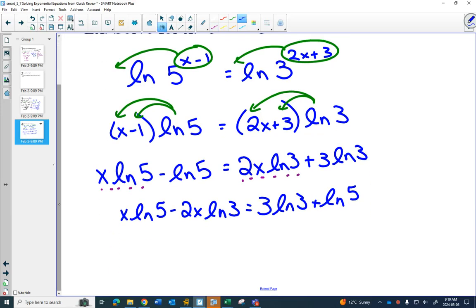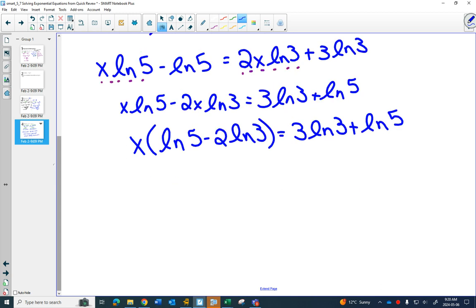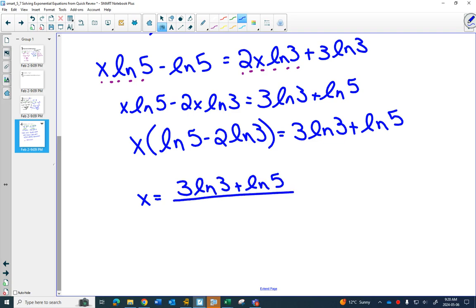And if you have x's in two exponents, like we do in this case, we get two terms with x's. In order to get a single x, we would say, hey, if I have two terms with x's, that's a common factor. I can take out that common factor. And then to get x by itself, I just need to divide.